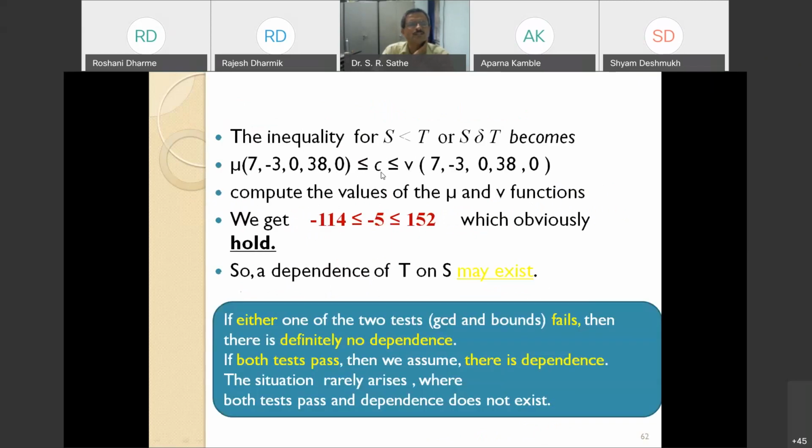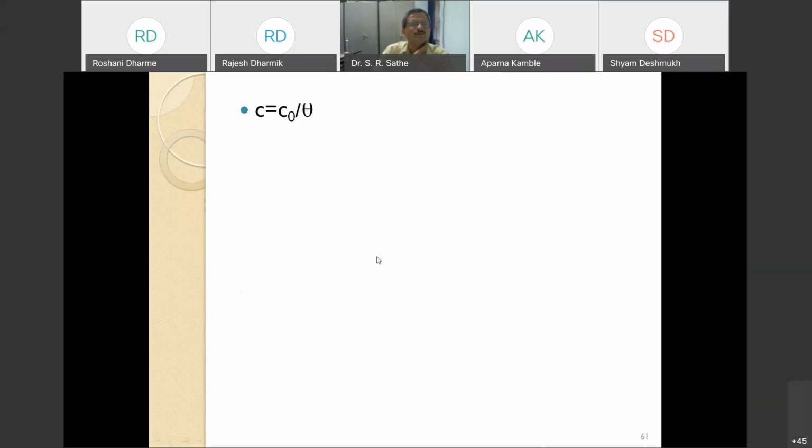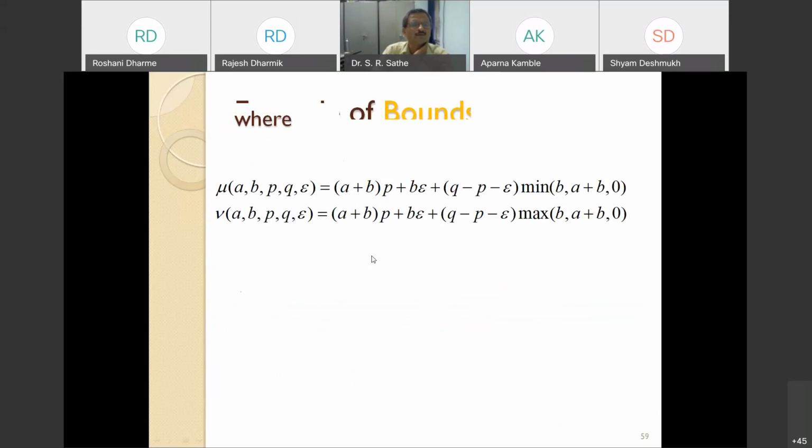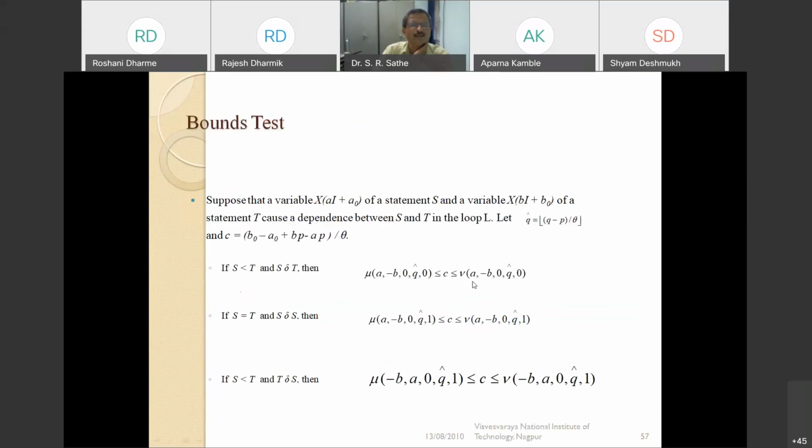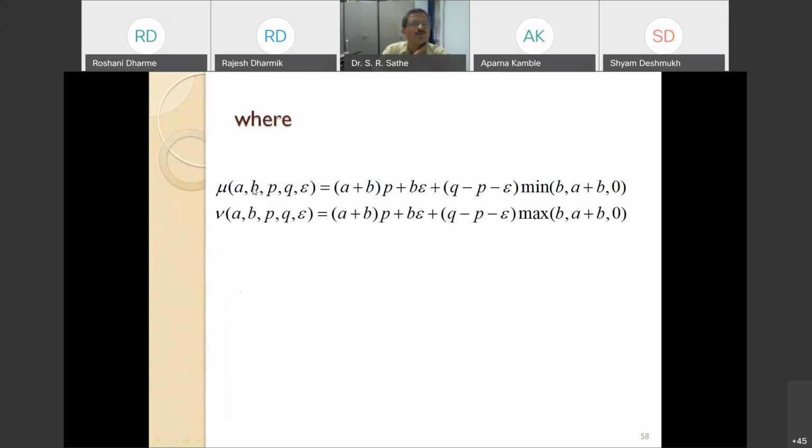Less than equal to C. C is minus 5. Less than equal to V, which is again A minus B. Going back a slide, A minus B 0. They are the same, but mu and V, their expression is not exactly the same. In the first expression there is min of b comma a plus b comma 0. In the second it is max of b comma a plus b. So their values will differ.